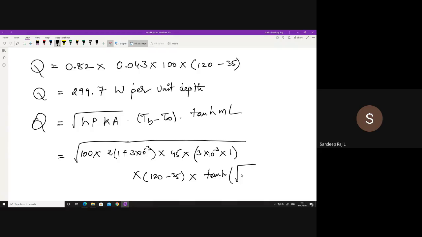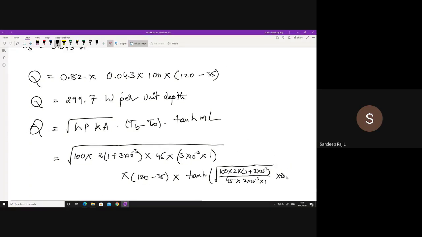So m, I am writing it as a root here. The same things you will get here: 100 into 2 into 1 plus 3 into 10 to the power of minus 3, by 45 into 3 into 10 to the power of minus 3 into 1. Into L also will be there. The L value here is 20 mm. So L is 20 into 10 to the power of minus 3. Substitute and you will get the Q value.